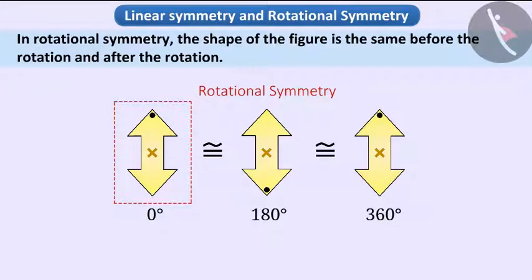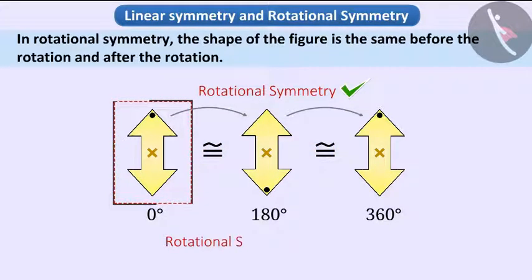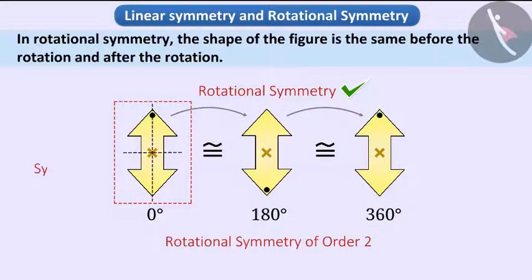Therefore, we can say that this figure has rotational symmetry. Since the shape in a whole circle is the same as the initial shape twice, we can say that the figure has rotational symmetry of order 2. Thus, this figure has both linear symmetry and rotational symmetry.